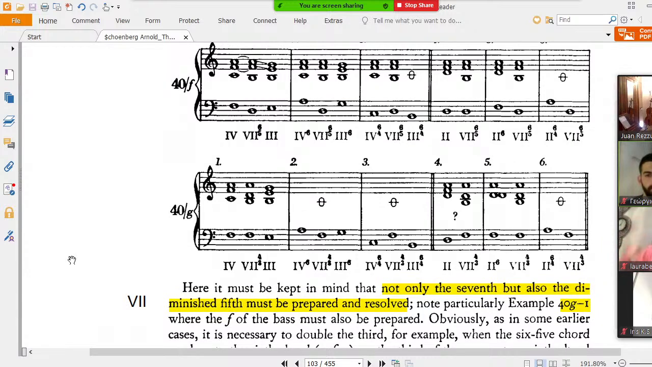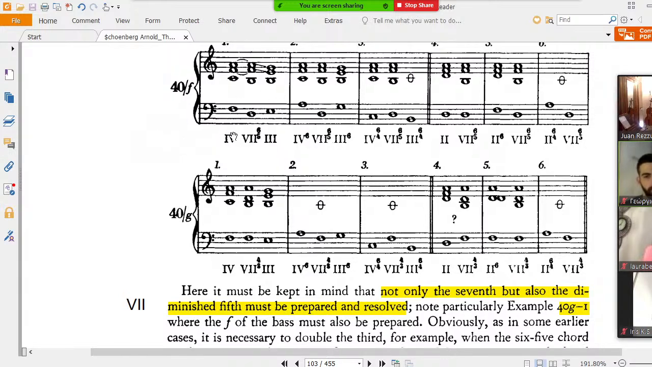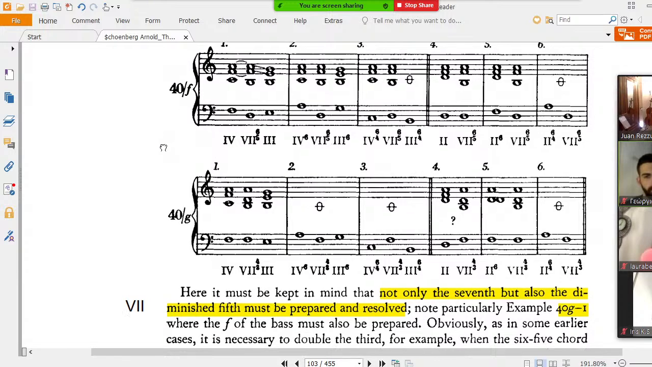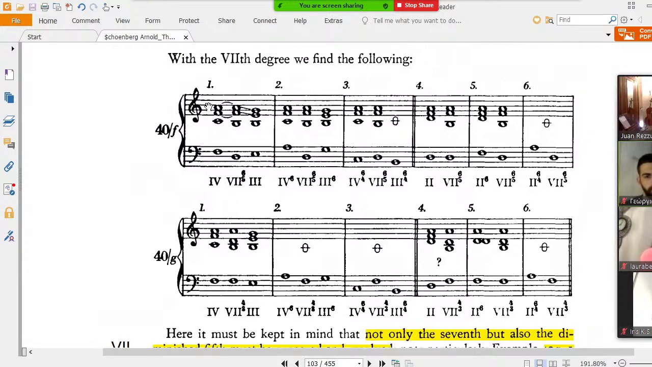In the case of the seventh degree, yes, because it's the special case, not only the seventh, but also the diminished fifth must be prepared and resolved in this example. So here, if you see the 4/6, the number 1, the seventh degree, first inversion, the seventh is prepared as every seventh, plus the diminished fifth. And both resolve downward.